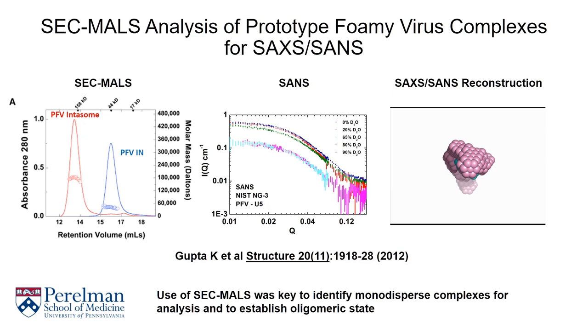On the panel shown on the left is the SEC-MALS analyses for the PFV intasome and the monomeric PFV integrase alone in solution. Shown in the middle are the one-dimensional profiles obtained from SANS analysis on the PFV intasome at the NIST Center for Neutron Research beamline NG3. On the right, you see a movie showing the reconstruction using SAXS and SANS data modeled with available atomic structures.